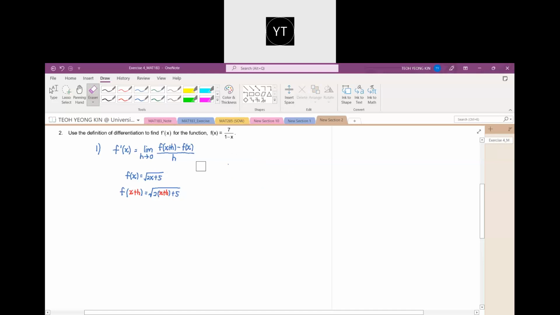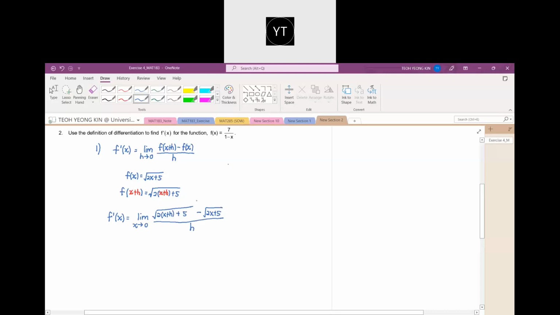Now, we just substitute into the formula. F prime x will be equal to the limit when h approaches 0. So f(x plus h) will be square root of 2 in the bracket of x plus h, plus 5, minus f(x). F(x) is given as square root of 2x plus 5, and then over h. So this is the limit that we learned before, which is limit involving radical function.